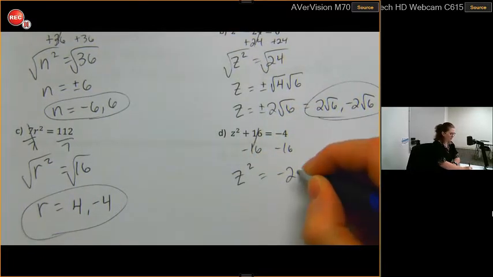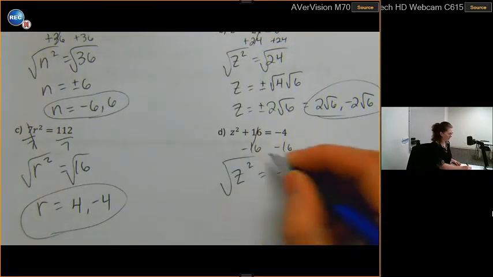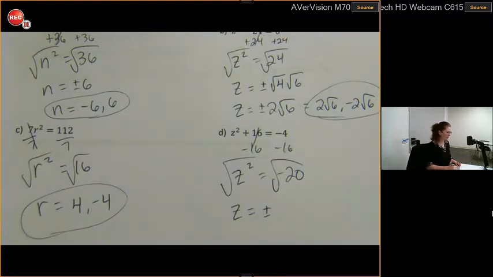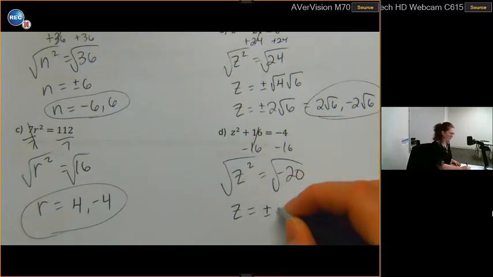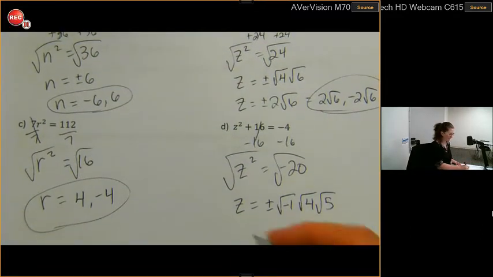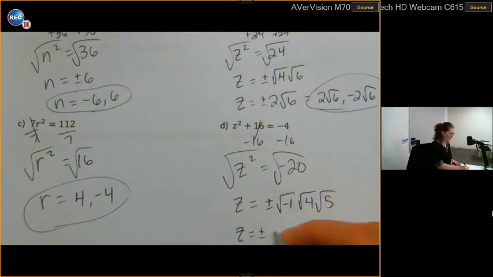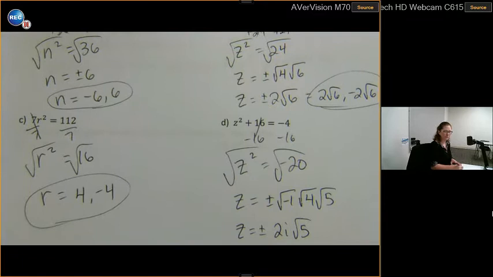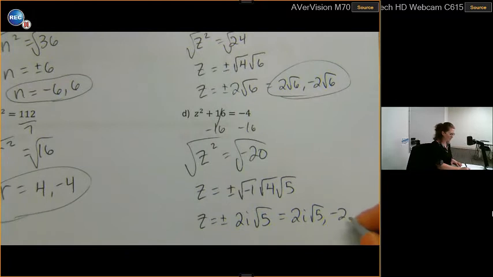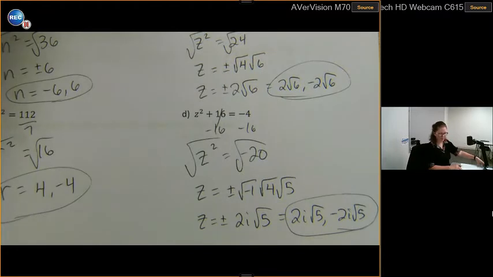This time I have z squared equals negative 20. Square root of negative 20, we still need the plus or minus sign. 20, it's negative, so I'm going to have negative 1, 4, and 5. What do I have? 2i square root of 5, or if you do two separate answers, it would be 2i square root of 5 and negative 2i square root of 5. So you just have to be real careful typing these into MyLabs to make sure that you get everything typed in like it's supposed to be. You don't want any little typos to be messing you up that much.